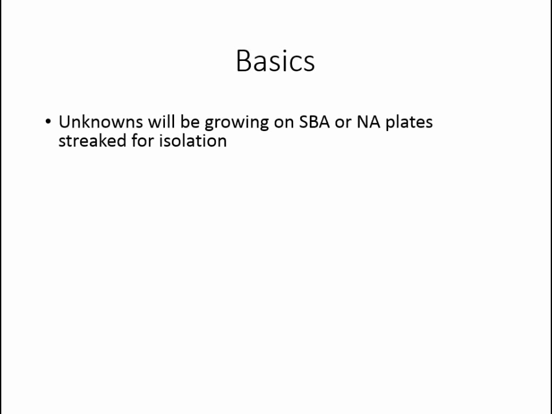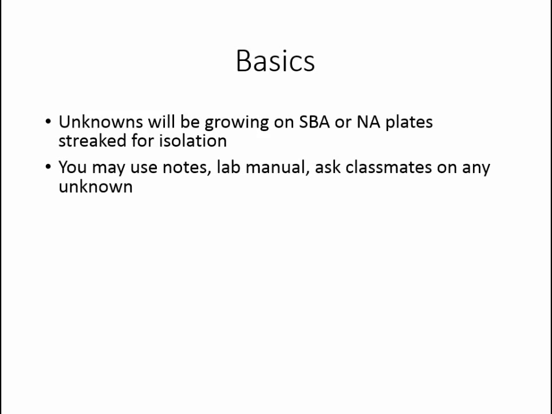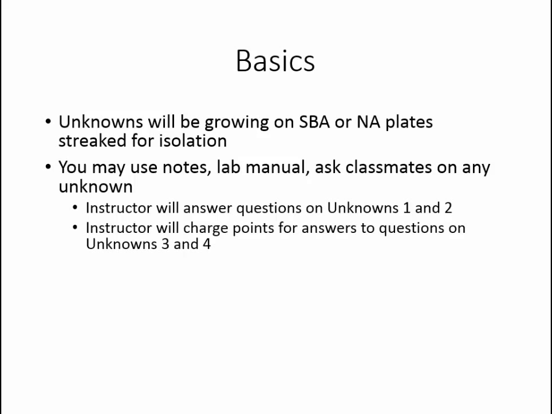your unknown. The unknowns will be growing either on sheep blood agar or nutrient agar plates, and they will be streaked for isolation. You may use your notes, your lab manual, and ask your classmates on any of the 4 unknowns you get in lab. Your instructor will answer questions on unknowns 1 and 2. If you have questions that you're asking your instructor on those first 2 unknowns, make sure you make a note of the answers, because on unknowns 3 and 4, the instructor will charge points for those answers.